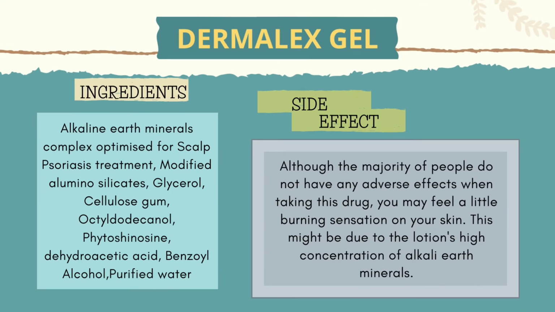The ingredients of DERMALEX gel are alkaline earth mineral complex, optimized for scalp psoriasis treatment, modified aluminosilicates, glycerol, cellulose gum, octyldodecanol, phytosphingosine, dehydroacetic acid, benzyl alcohol, and purified water. For the side effects, although the majority of people do not have any adverse effects when taking this drug, you may feel a little burning sensation on your skin. This might be due to the gel's high concentration of alkaline earth minerals.